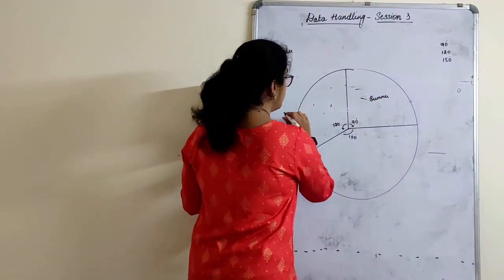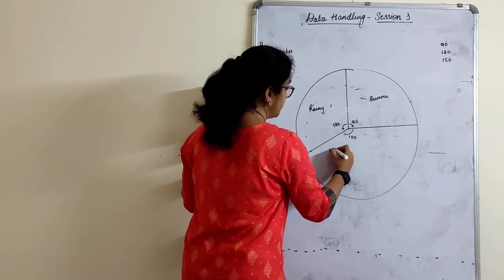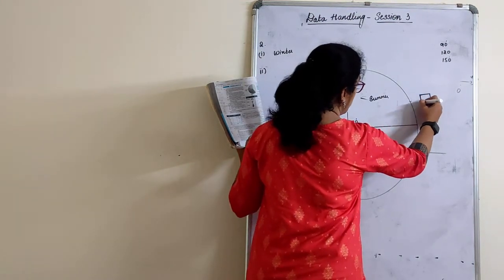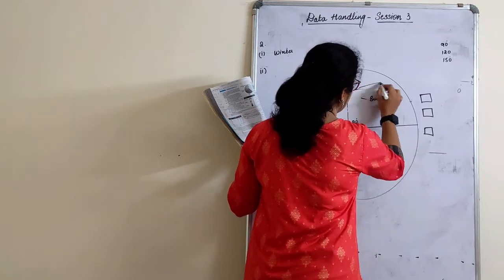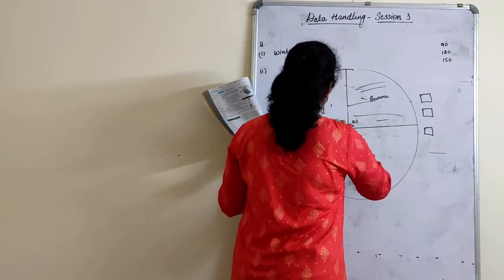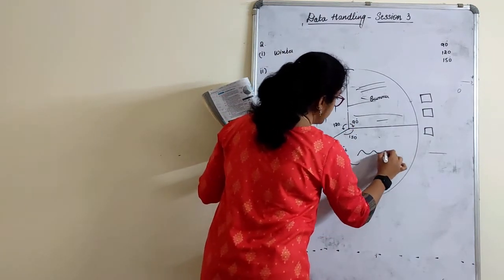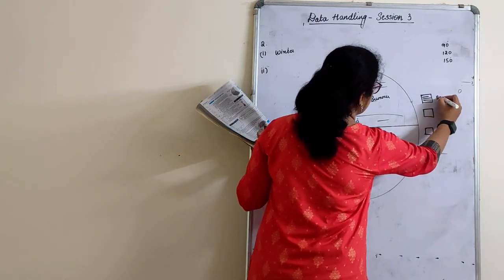This is rainy. And this is winter. Still you want to represent it. Draw small boxes here. 3 boxes now. 3 seasons we have. Whatever lines you have drawn, I have drawn like this here. I have drawn like waves here. So summer is nothing but lines.